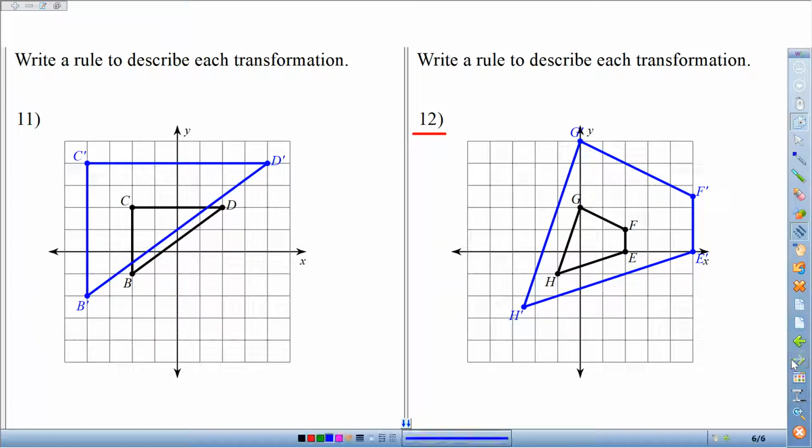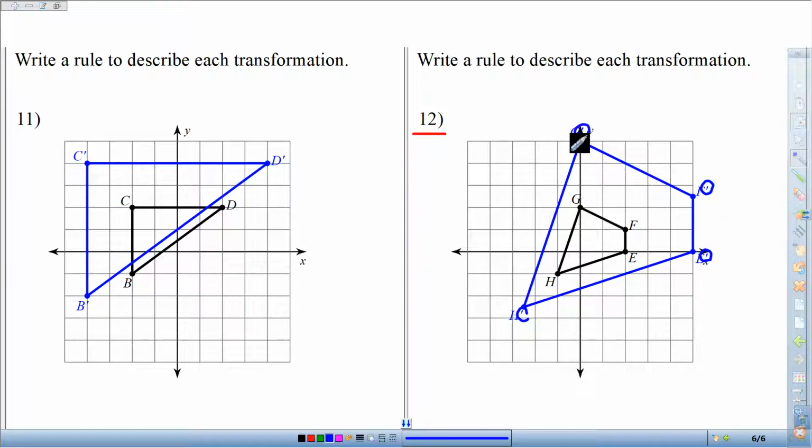The only other thing I want to look at is one of these problems asking us to describe or write the rule to describe the transformation. This is just asking what is the scale factor? Big thing: make sure you recognize what is your original or pre-image and what is your image. I can tell this is the image because it has all of these little prime symbols.